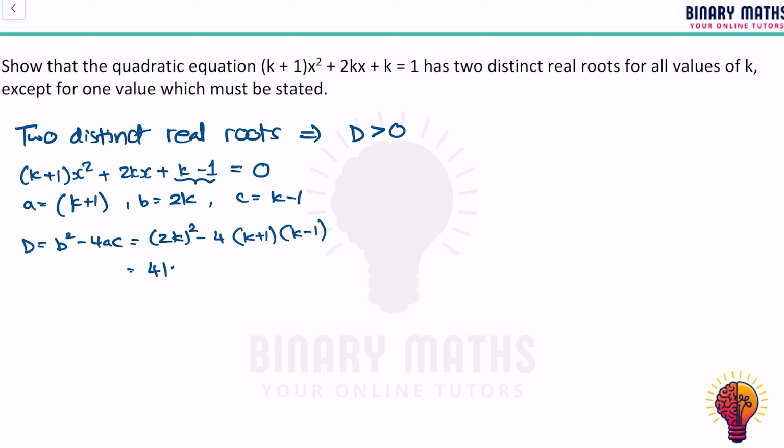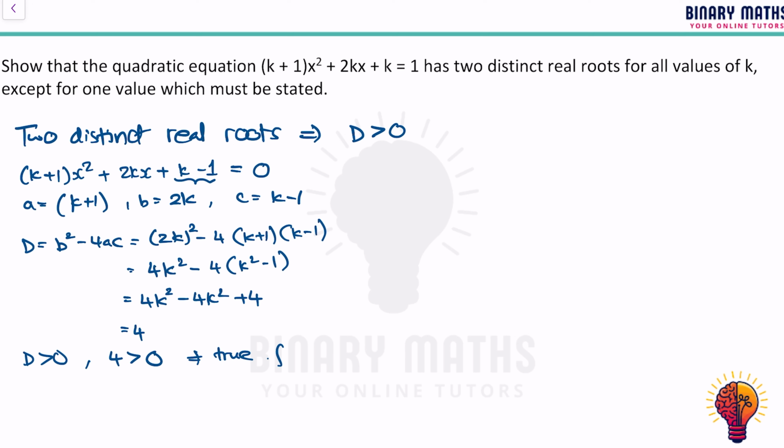which gives me 4k squared - 4 times (k squared - 1), which gives me 4k squared - 4k squared + 4. Okay, which gives me 4. Now remember, the discriminant is greater than 0. But the discriminant is 4, which is always greater than 0. So this must mean it's true for all values of k.